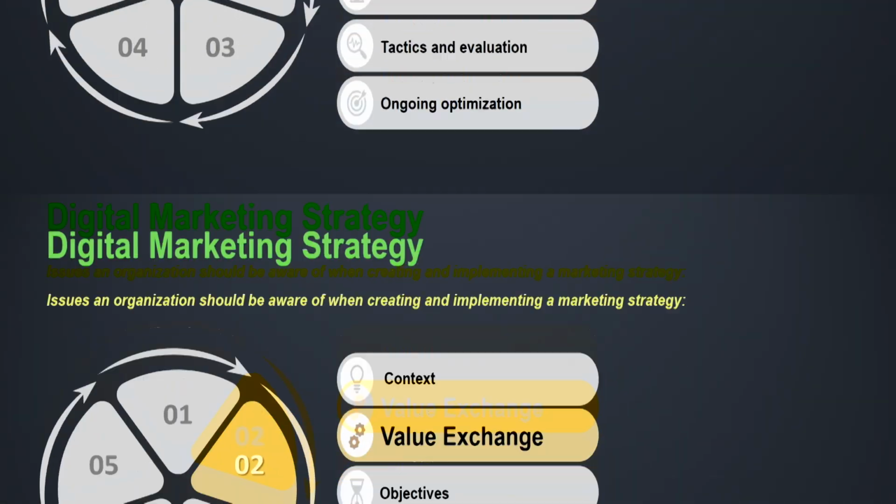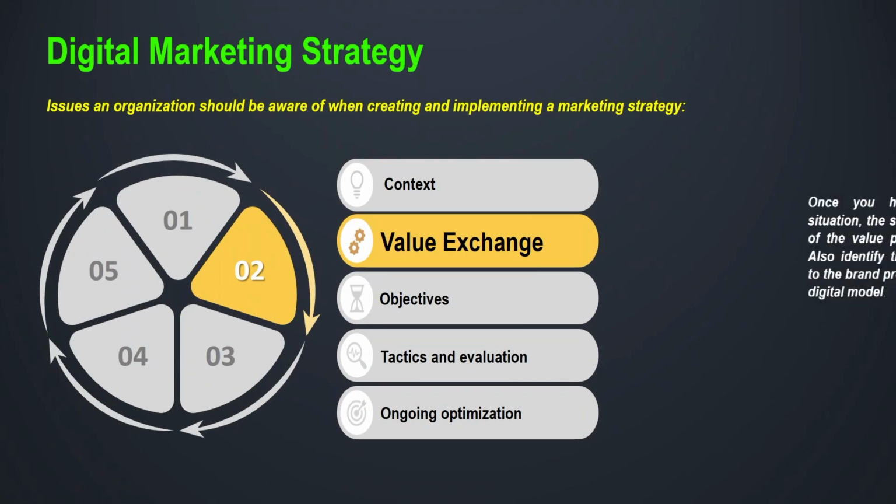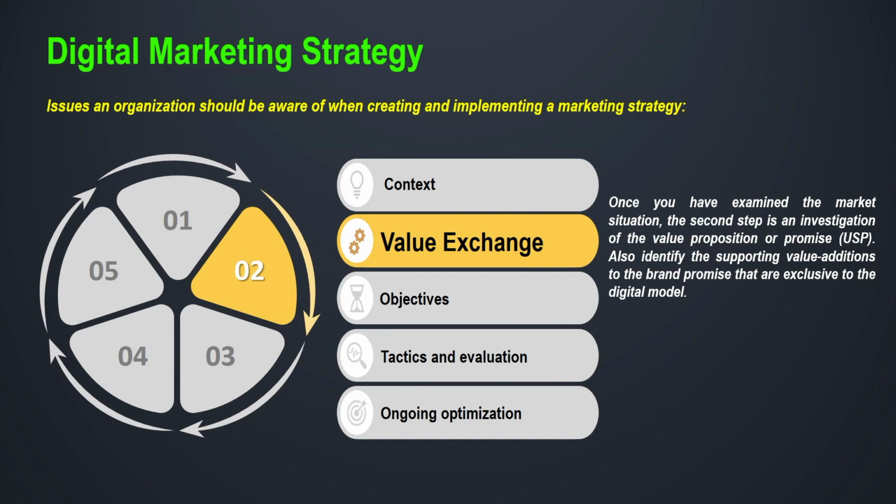Then value exchange. Once you have examined the market situation, the second step is to investigate the value proposition or promise. This is again the unique selling proposition. You identify the supporting value additions to the brand promise that are exclusive to the digital model. These extras, what you offer through your digital model, are something beyond the basic product or service which the customer is buying. So, these extras would also be called the extra value proposition, EVP.